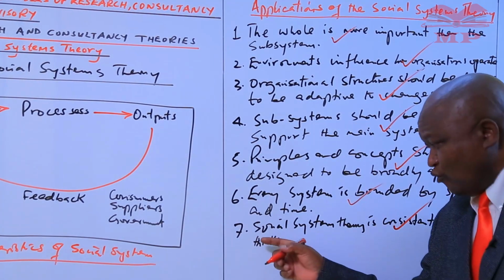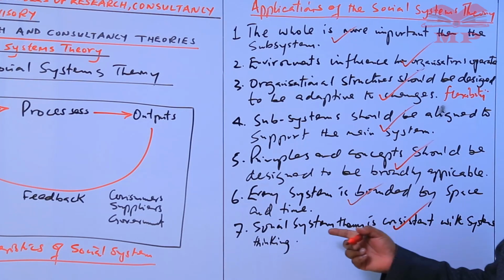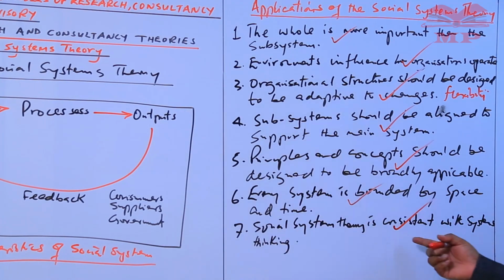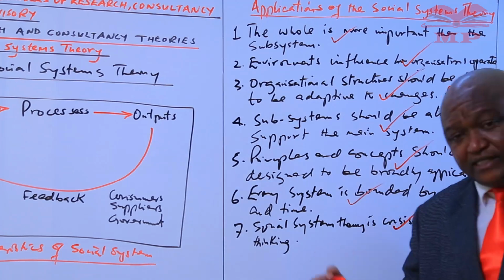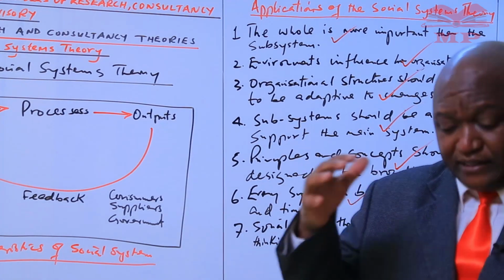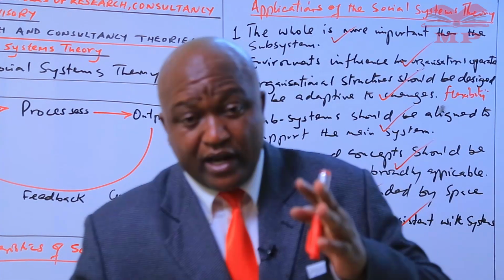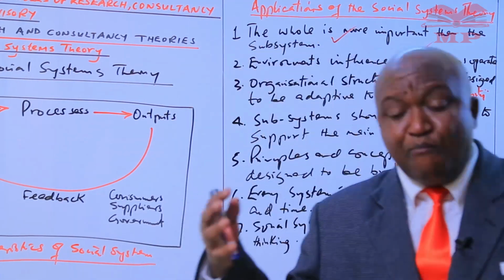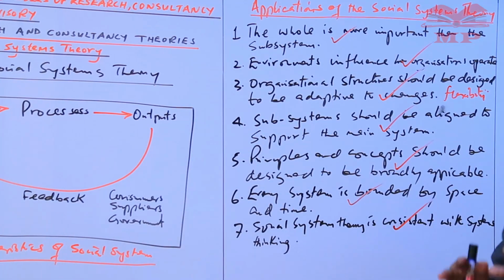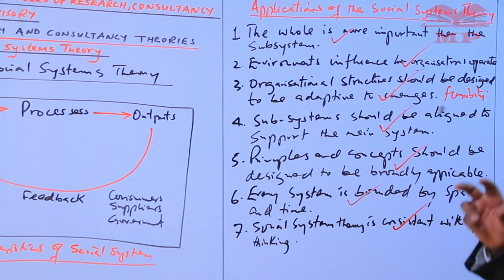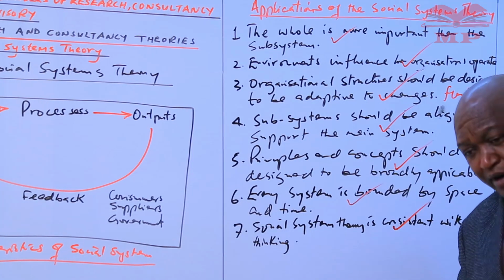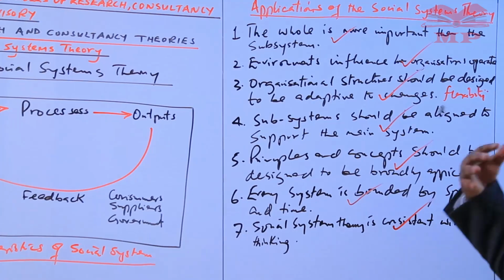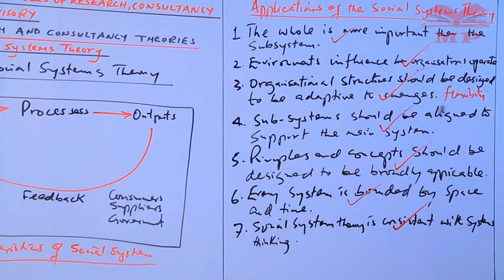Number 7, where the social systems theory can also be applied. Social systems theory is consistent with systems thinking, where the whole organization is supposed to think as one. So decision-making processes must be synchronized so that the organization is able to operate from one point of command. So that is your social systems theory in relation to selected research and consultancy theories in our lesson that we have completed.